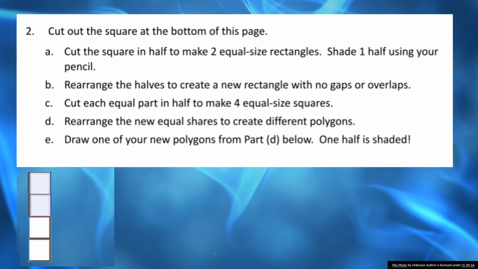All right, so it says rearrange the new equal squares to create different polygons. So you can rearrange them now any way that you'd like. Then it says draw one of your polygons from part D below, 1/2 is shaded. So for that, what I just did was I just made a really skinny, long rectangle, and I put my 2 shaded ones on top and the 2 squares that were not shaded on the bottom.